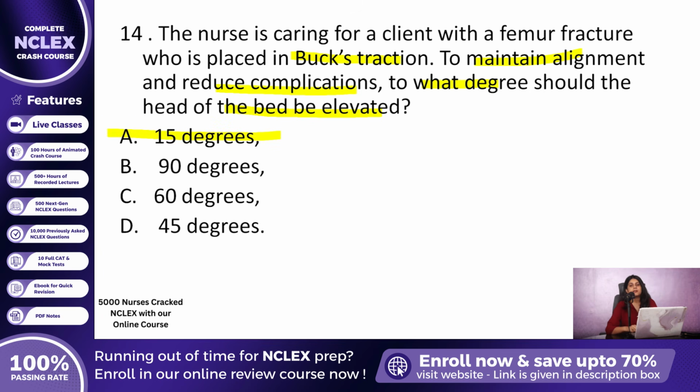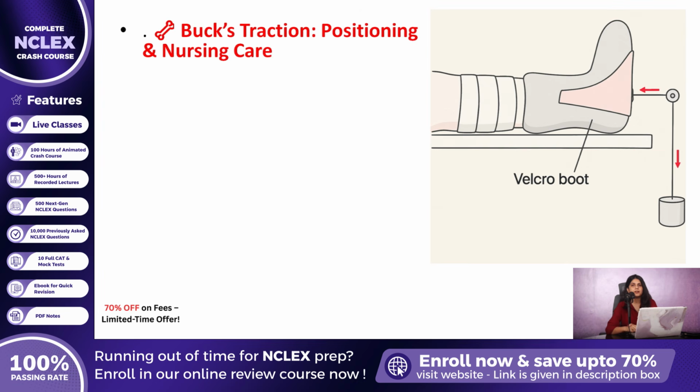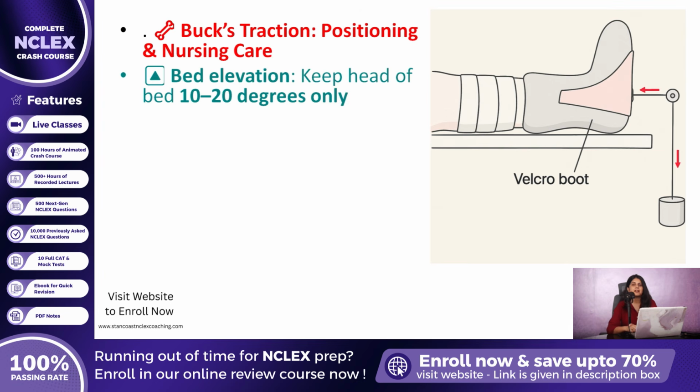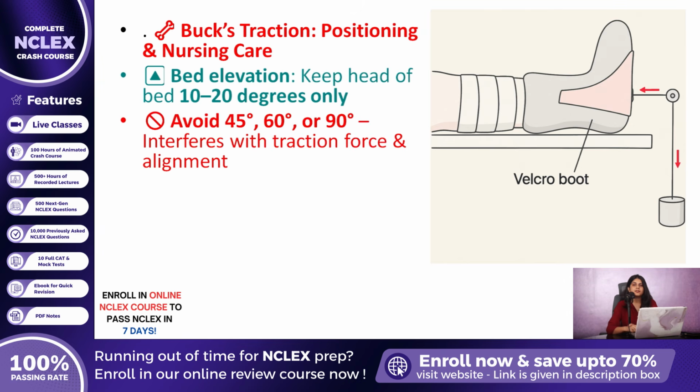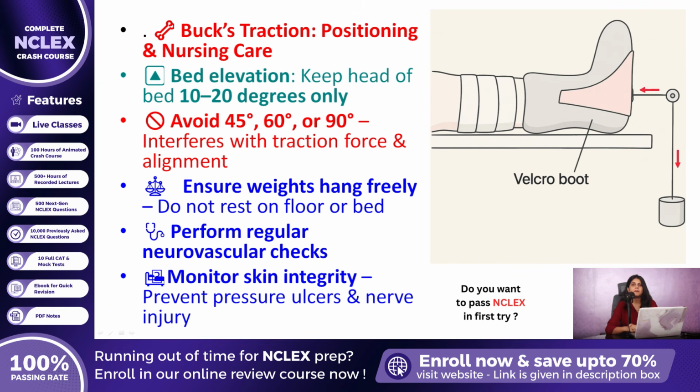15 degrees. The rationale is that Buck's traction requires minimal elevation, typically between 10 to 20 degrees, to maintain effective traction force without compromising alignment or causing the client to slide downward. Elevating the bed to 45, 60, or 90 degrees interferes with the direction of pull and can increase pressure on the sacrum or misalign the limb. Nursing care includes ensuring weights hang freely, performing neurovascular checks, and monitoring skin integrity to prevent complications such as pressure ulcers and nerve damage. Question 15.